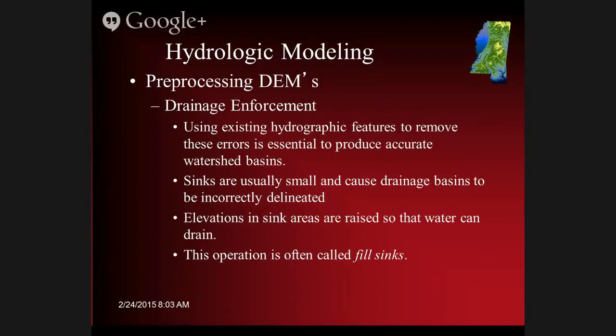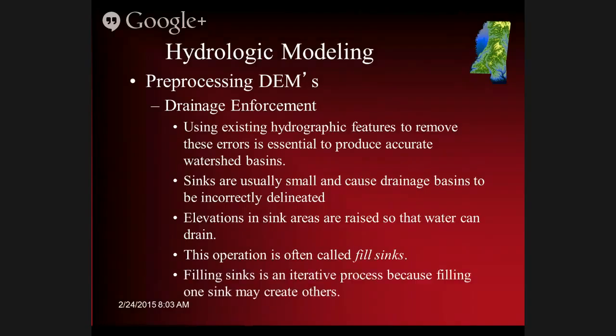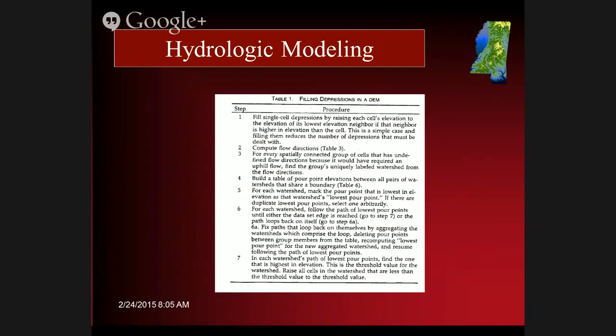All right, the operation in ArcGIS, the implementation, is called fill sinks. It is an iterative process because when you fill one sink, it might actually inadvertently create another. So ArcGIS runs through and keeps filling the sinks slightly until it's able to create a flow direction grid that's valid.